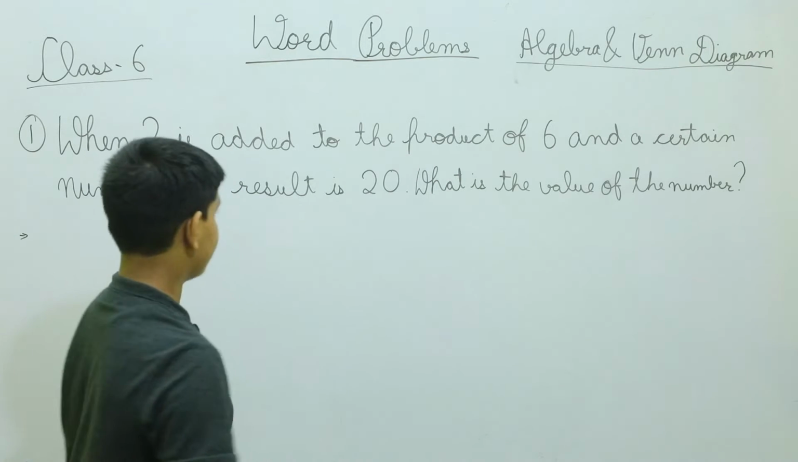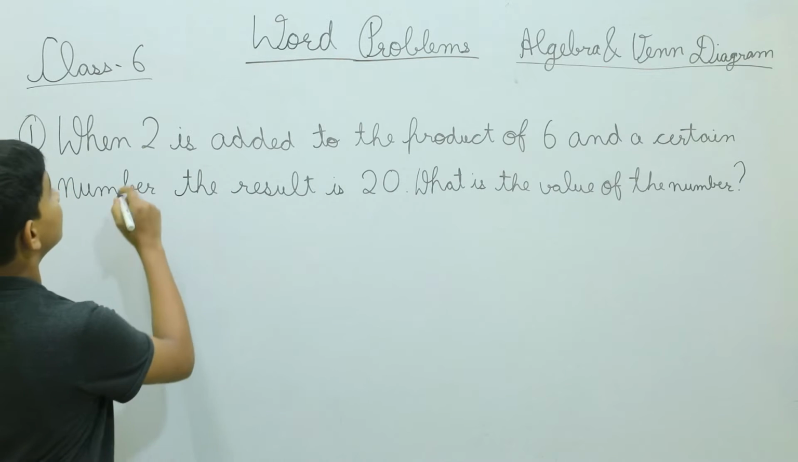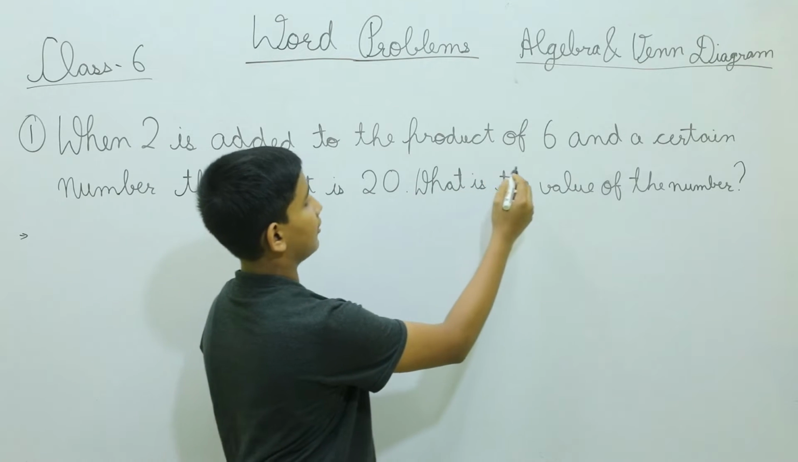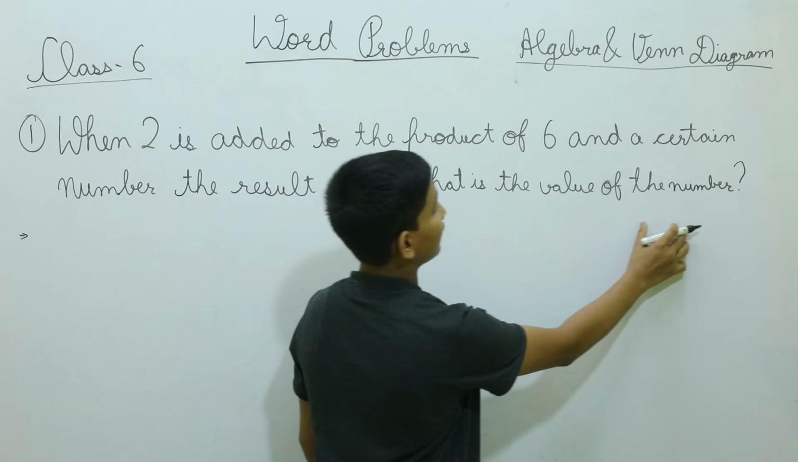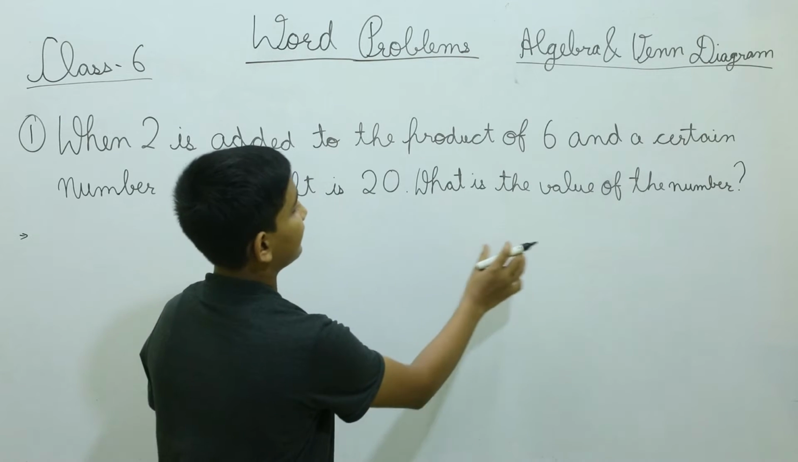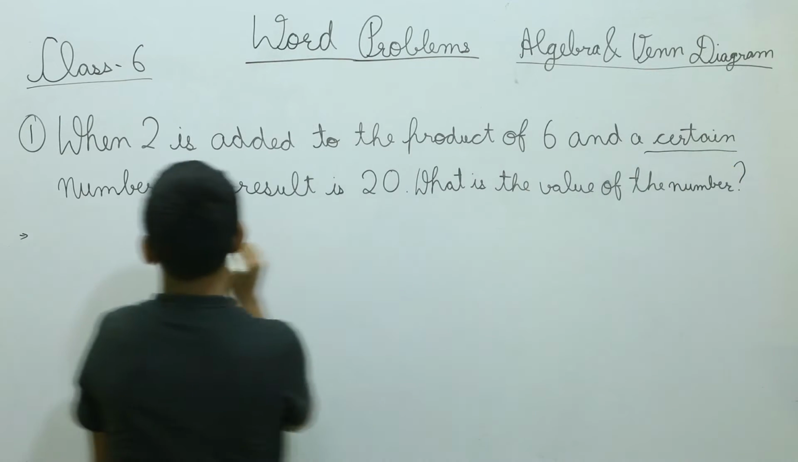Today we will study some word problems of algebra and Venn diagram. So let's begin. Our first question is, when 2 is added to the product of 6 and a certain number, the result is 20. What is the value of the number? So we need to find the value of this number.